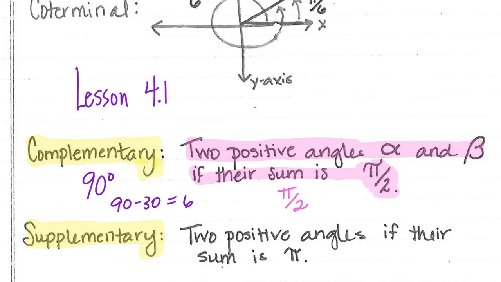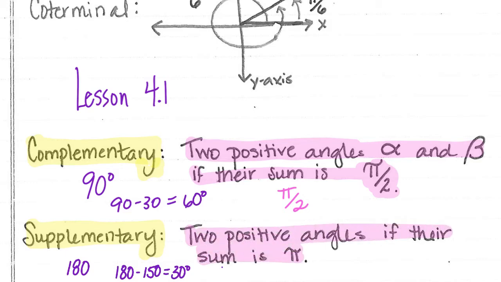So in geometry, you knew that the supplementary angles were 180 degrees. So if I gave you an angle of 150, you would just take that 180 and subtract 150, and you would say that supplement was 30 degrees. But now we are going to learn that two positive angles are supplementary if their sum is pi.